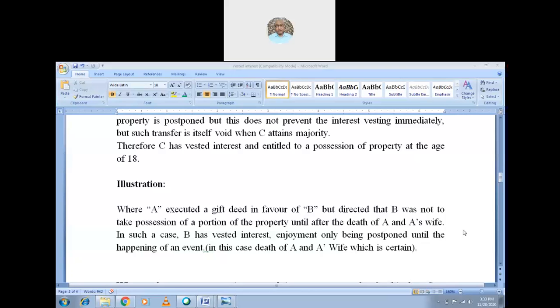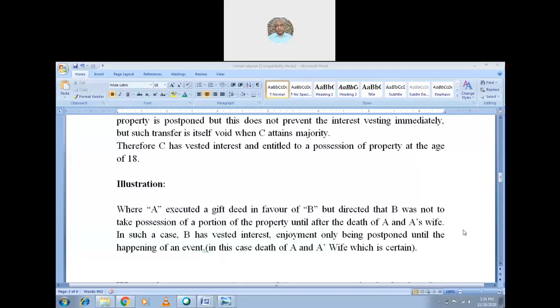That 1/4 portion of the property he should not possess until when? After the death of A and A's wife. So the condition they put is there. Only he can enjoy the property by taking possession of that portion after the death of A and A's wife. Okay, good. In such a situation and scenario, B has a vested interest. When? As soon as the gift deed is registered in his favor. B has a vested interest as soon as the gift deed is made in his favor, but enjoyment is only postponed.